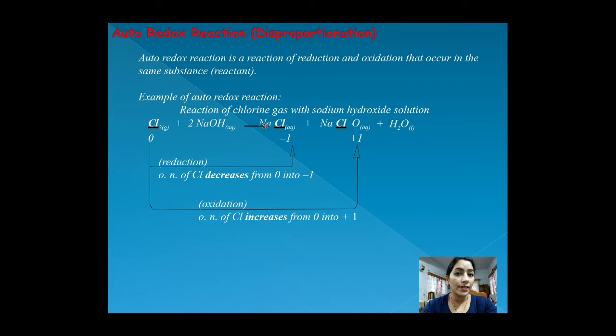Next is the auto-redox reaction. What is the auto-redox reaction? Auto means simultaneous. Redox means reduction and oxidation. Both things happen together.